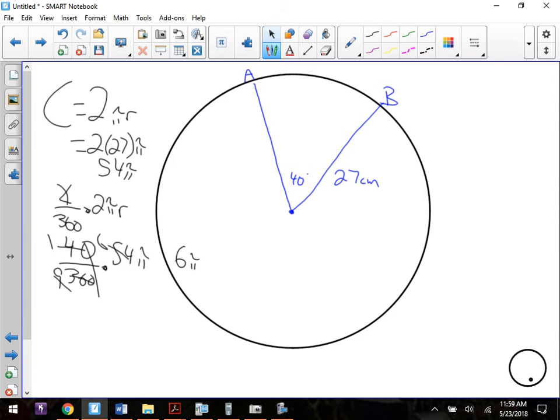Area of a circle. Boy, I wonder if there's a formula for the area of a circle. I bet you all you have to do is square 27 and slap a pi next to it. And you're going to get 729 pi square centimeters, wherever it was.